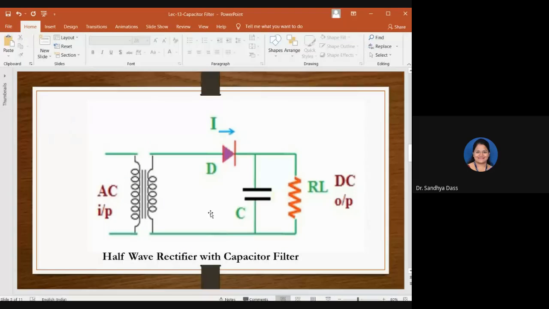So, fine. I was mentioning we have two types of filter here. As I mentioned, it can be inductive type or capacitive type. Capacitive, since we know that it acts as an open circuit for AC component and it blocks DC. So a capacitor can be used as a filter while connecting it in parallel with the load in the circuit.